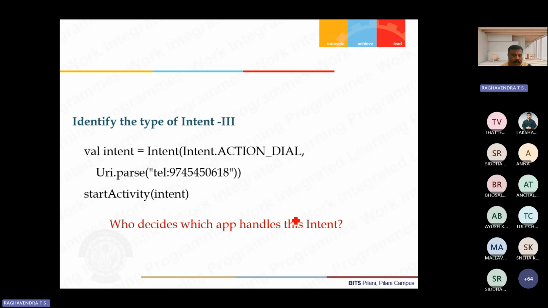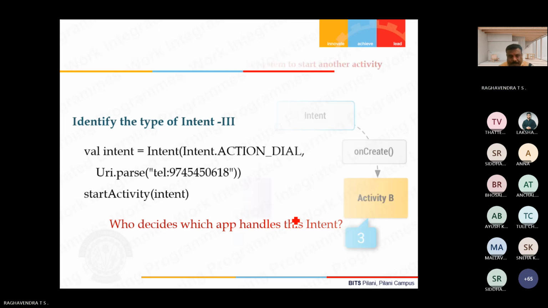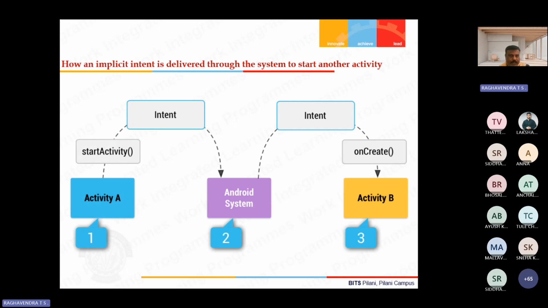The third type is action dial. I'm just giving Uri.parse with a telephone number, a specified 10-digit number. I'm going to say startActivity. Which activity is used depends on when and where, accordingly. So simple. This is how an implicit intent is delivered through the system to start another activity. Activity A is given startActivity, the intent will be triggered, and it tells the system so that the activity is started. The Android system will call the intent, and then onCreate of that activity, the activity will be displayed.